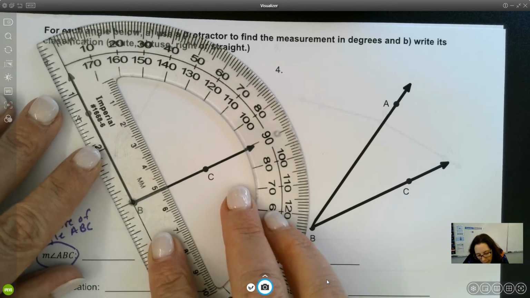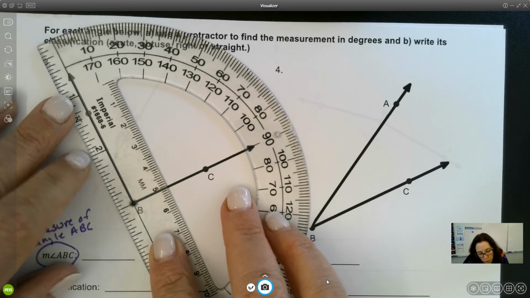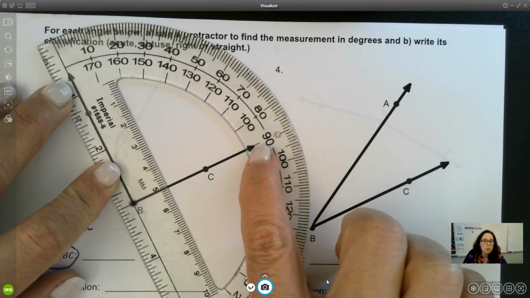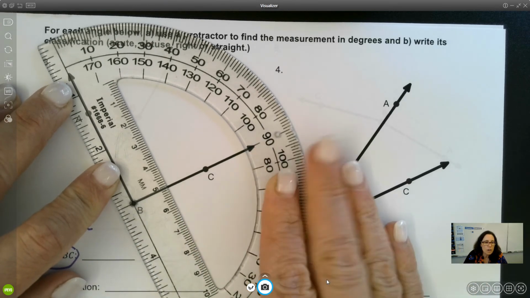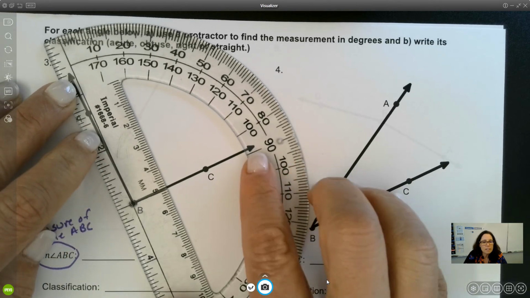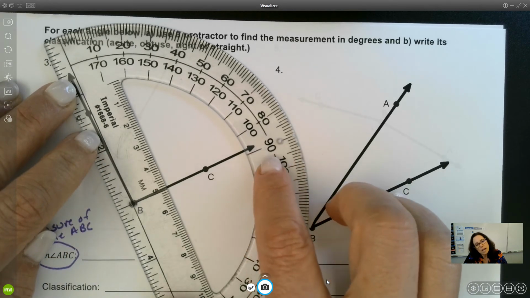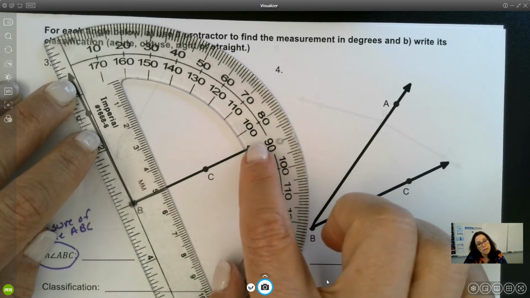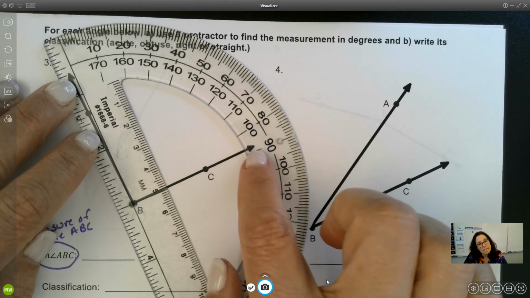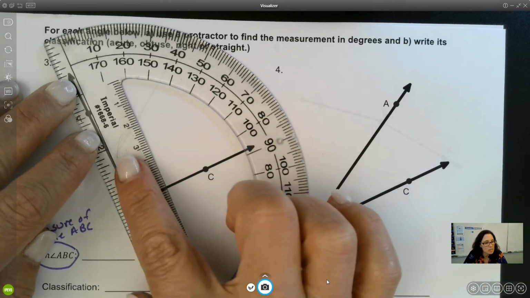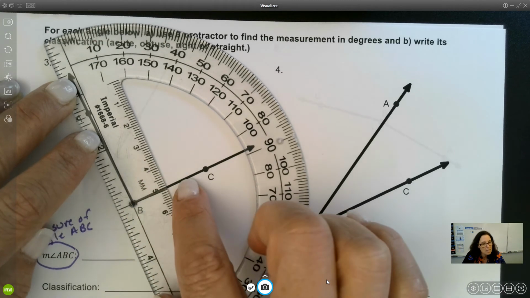It does not matter. Whichever one you line up, you're going to read the other one. Do you see that I'm equal to 90? Now if you were off just a little bit, see how I'm off right here? Do you see now this is smaller than 90. So do I take the 92 or do I take the 88? Hopefully you see that it's smaller than 90. I would take the 88.